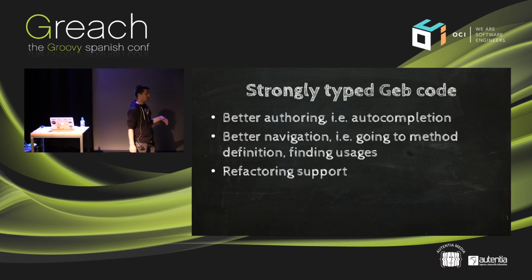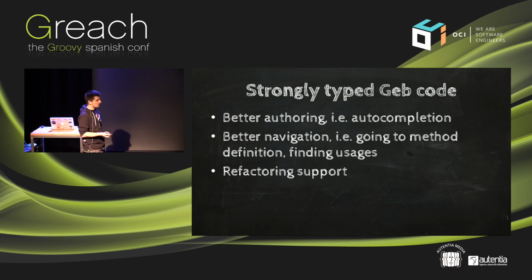Think about strongly typing your JEP code, JEP specs. Why would you want to do that? Because if your IDE understands the code, and if it's not dynamic, then it can give you auto-completion. It can give you better navigation. You can drill into methods by control-clicking on them and stuff like that. And you can actually refactor your JEP tests if they are written in this way.